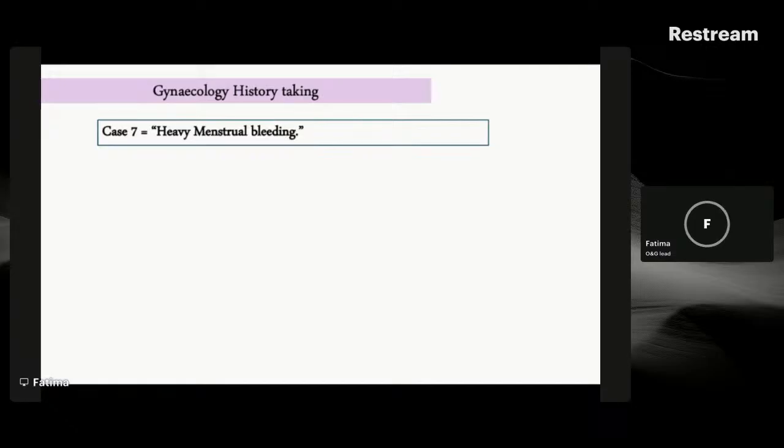Case 7 is heavy menstrual bleeding. What are the questions to ask? What are your differentials? What's the plan?